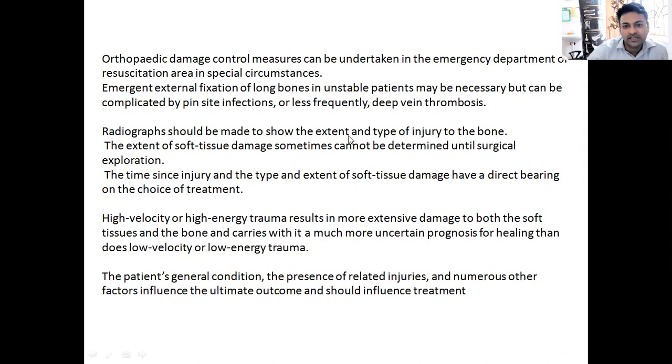Radiographs should be made to show the extent and type of injury to the bone. The extent of the soft tissue damage sometimes cannot be determined until surgical exploration. The time since injury and the type and extent of soft tissue damage have a direct bearing on the choice of the treatment.